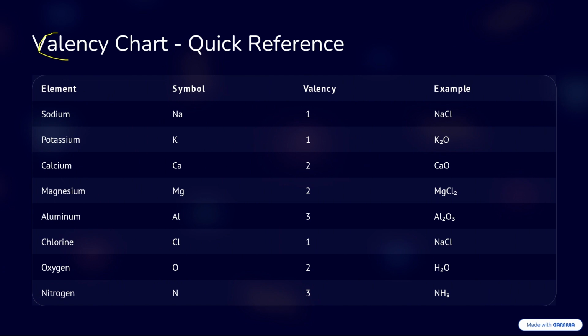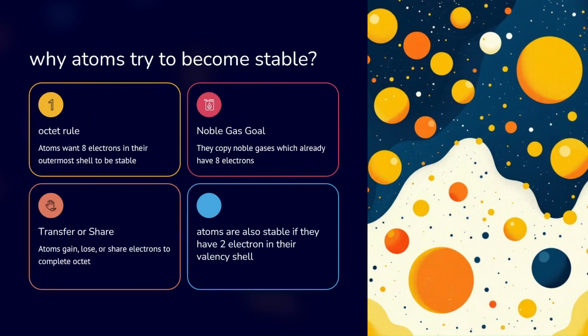Valency chart, quick reference. If you want, you can learn this, or through the method of electronic configuration you can learn this. Next, why do atoms try to become stable?